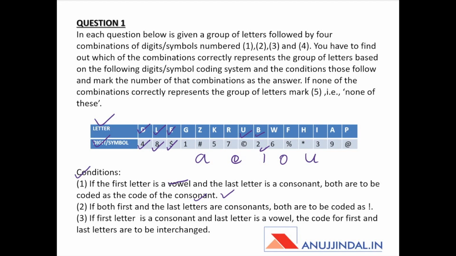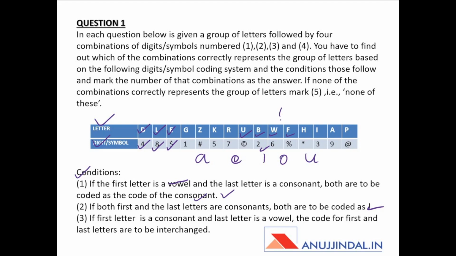Now the second condition here says if both first and last letter are consonant, both are to be coded as exclamation mark. So if both first and last letter are consonant, for example, if first letter is W and last letter is F, both are consonants, then these both will use the code that is exclamation mark. We will not use the code 6 or percentage if both first and last letters are consonants.